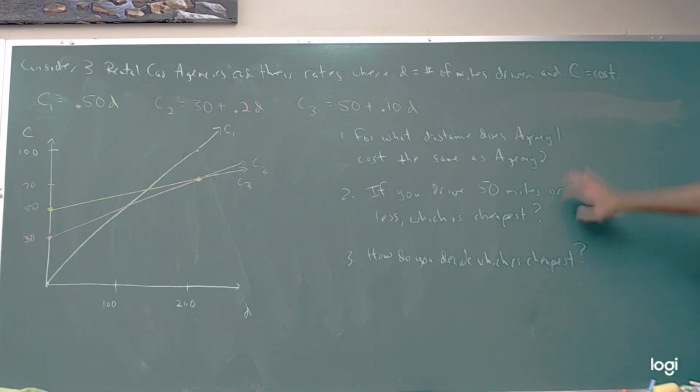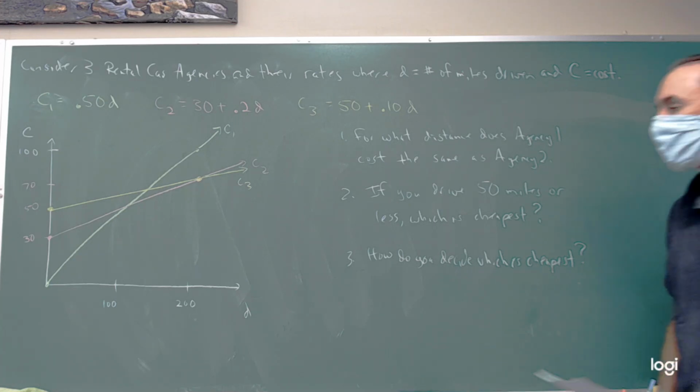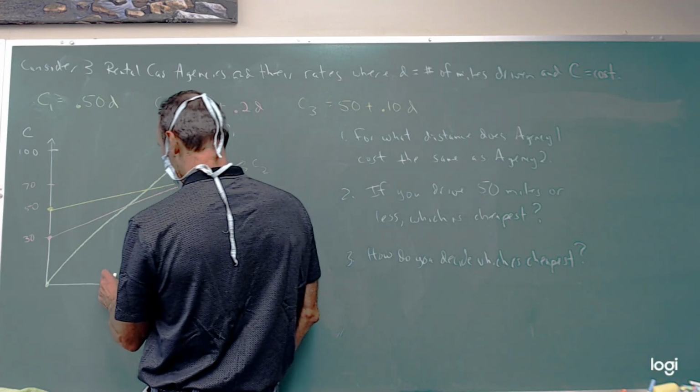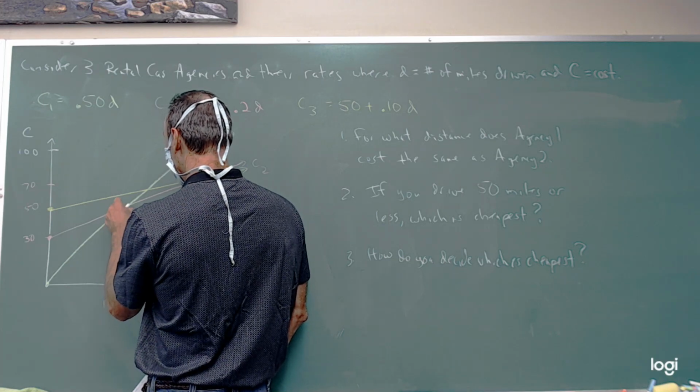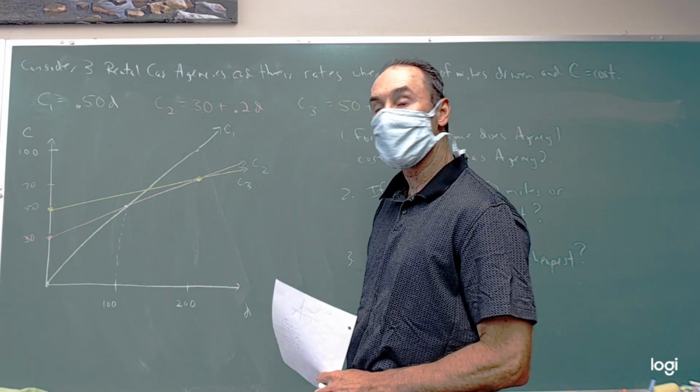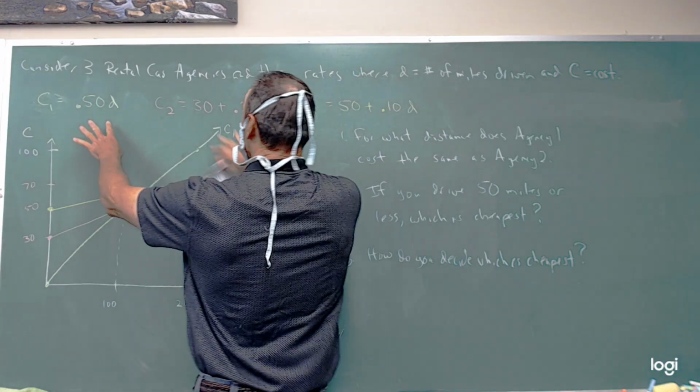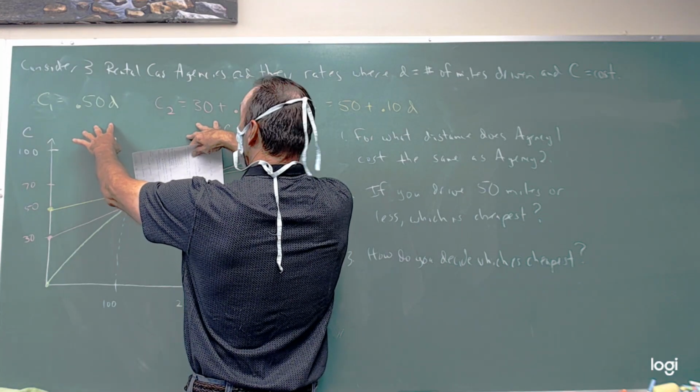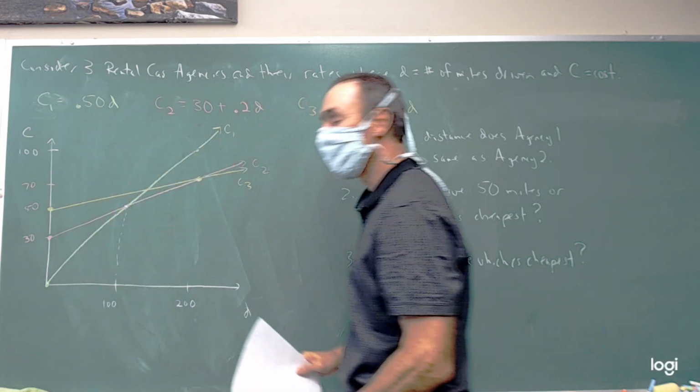So let's talk a little bit. How about the first one? So what distance do they end up costing the same? 100 miles. Yeah, right, and you can see that here. You can see it visually right here because Agency 1 is the green line, Agency 2 is the pink line. You can see it algebraically. If you set these equal to each other, then you're going to end up with the 100.